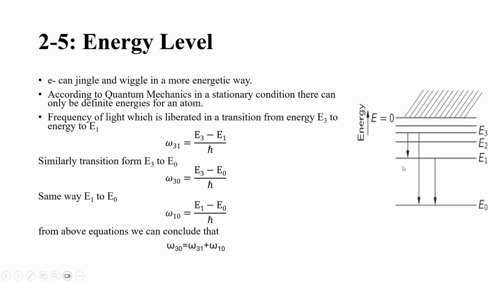You can see, firstly, I'm coming from E3 to E1. Then I'm coming from E1 to E0. So firstly I came to E1, then E0. But what if we want to go directly to E0? What you will find is that ω30 will be equal to the sum of these two frequencies.